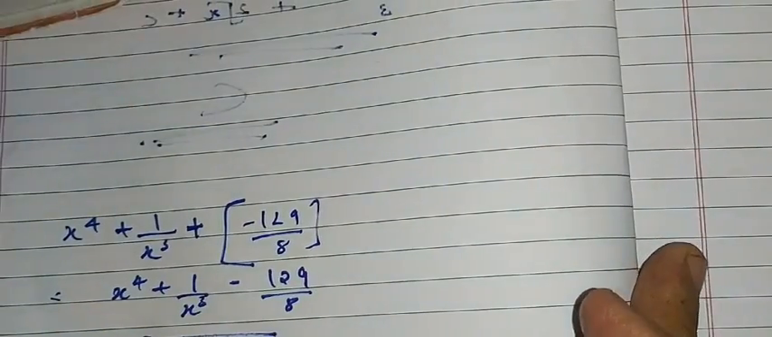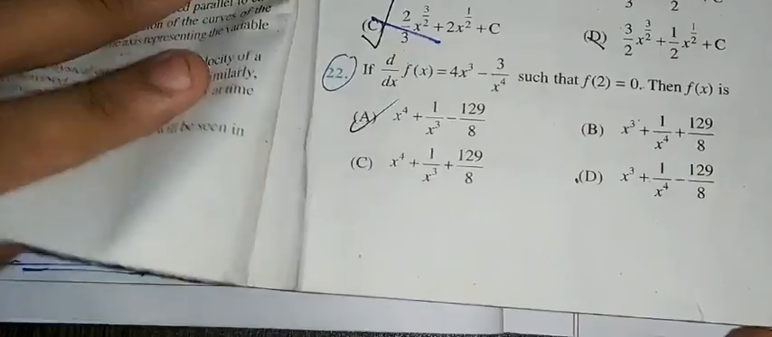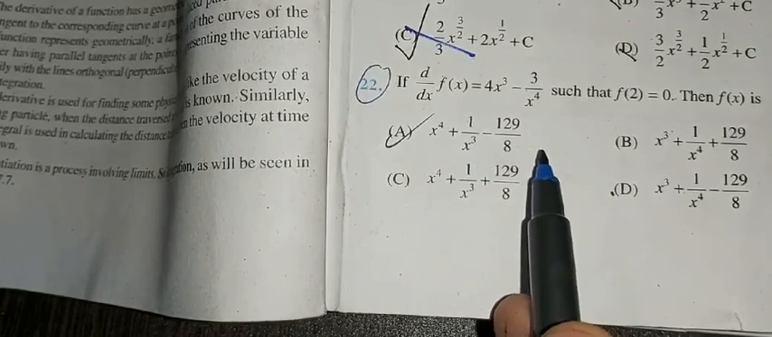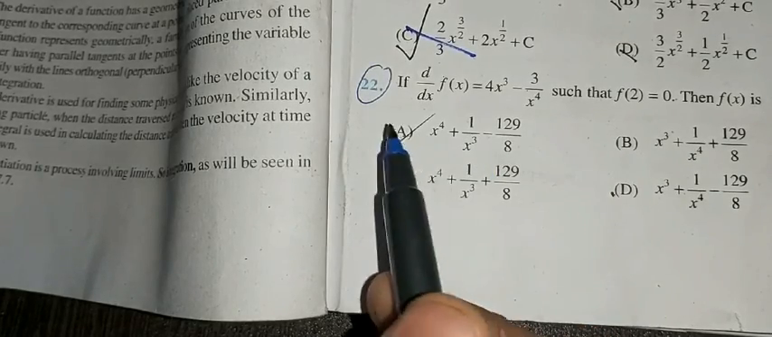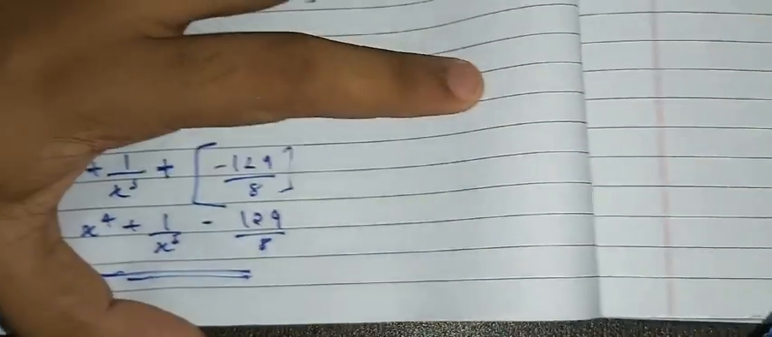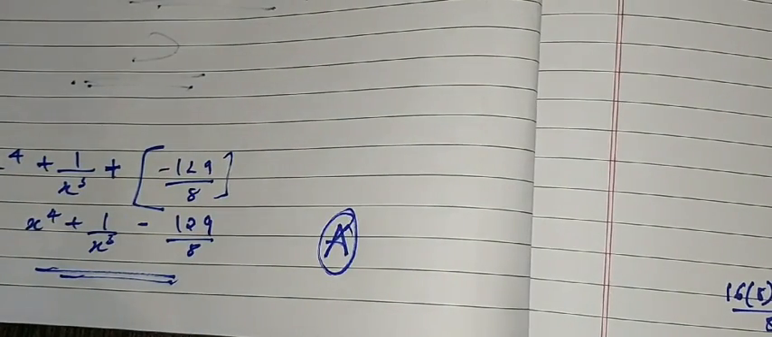So let us check if it is there in the options. x raised to 4 plus 1 by x cube minus 129 by 8. I have already marked the answer. So this is the answer, option A.